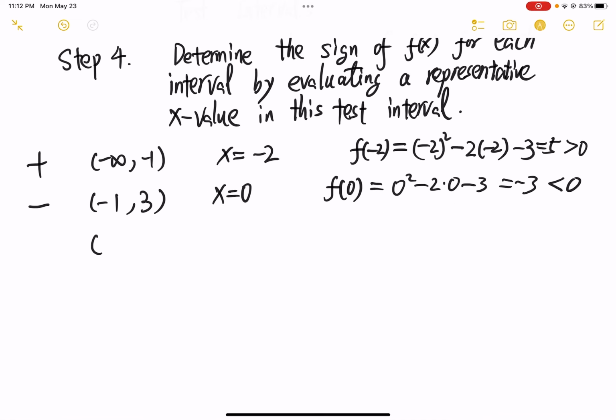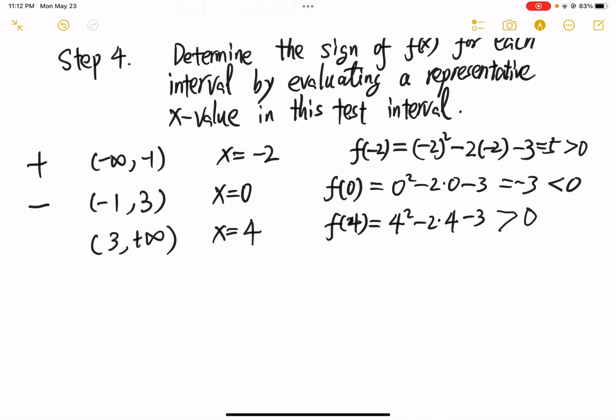On this last interval, we pick an arbitrary number, for example, 4. So f of 4 is 4 squared minus 2 times 4 minus 3. Obviously, it's greater than 0. We don't need to calculate the exact number. We just need to know whether it's positive or negative. So on this interval, it's positive.